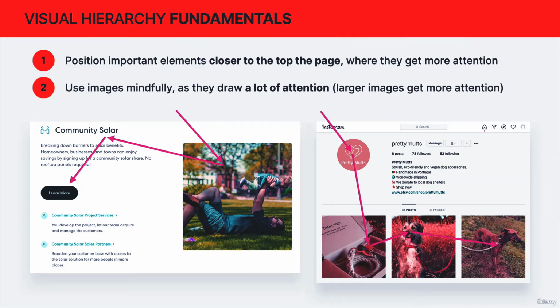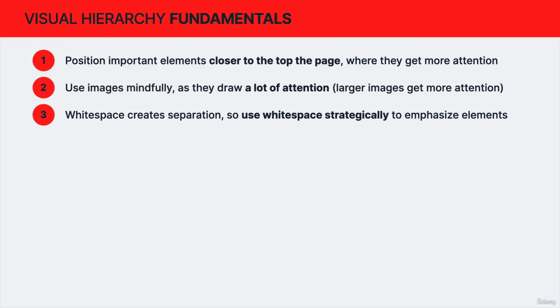Another way to emphasize elements or groups of elements is to use white space strategically. So as we learned before, white space creates separation between elements or groups of elements, and so therefore it is also extremely important in order to correctly define a visual hierarchy.